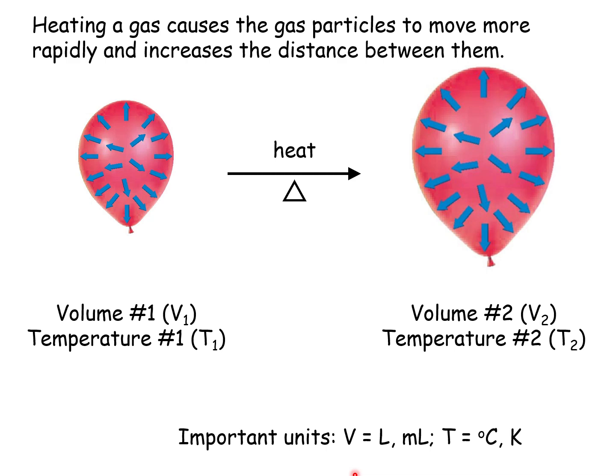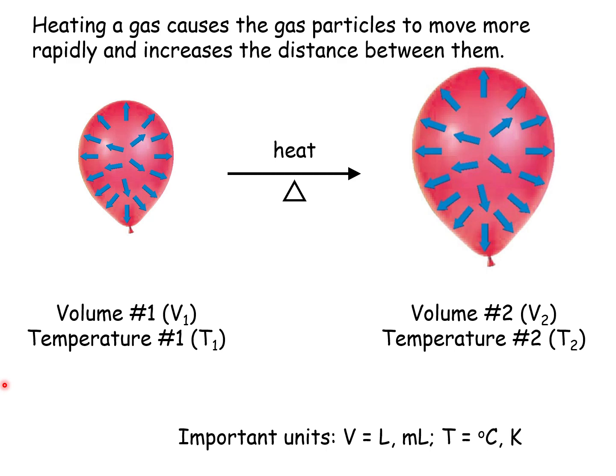One of the issues that people have with working with these gas laws is that it's very easy to get lost with all of these different variables and the subscripts and everything like that. So what I tell people to do is focus in on the important units. If you see something where the unit is liters or milliliters, it's talking about a volume. And if you see degrees C or Kelvin, it's talking about a temperature.